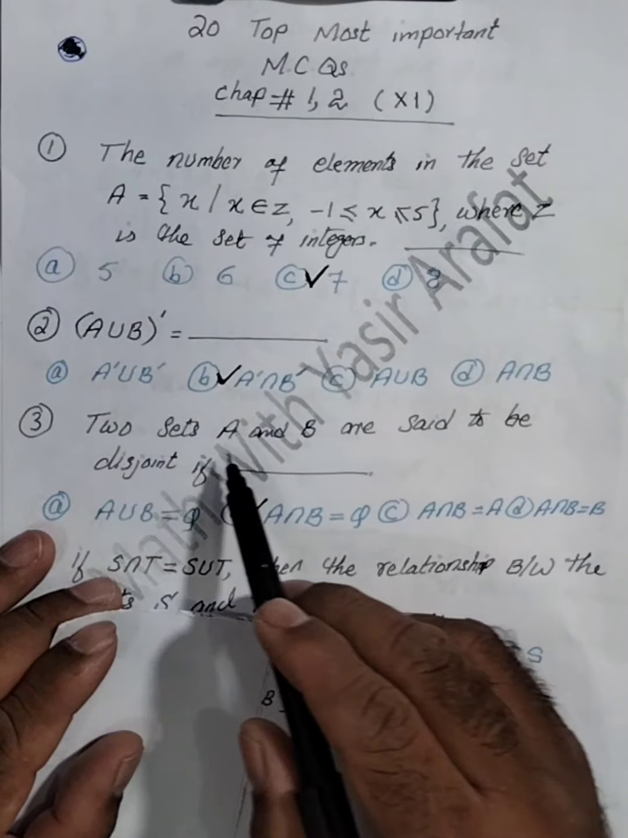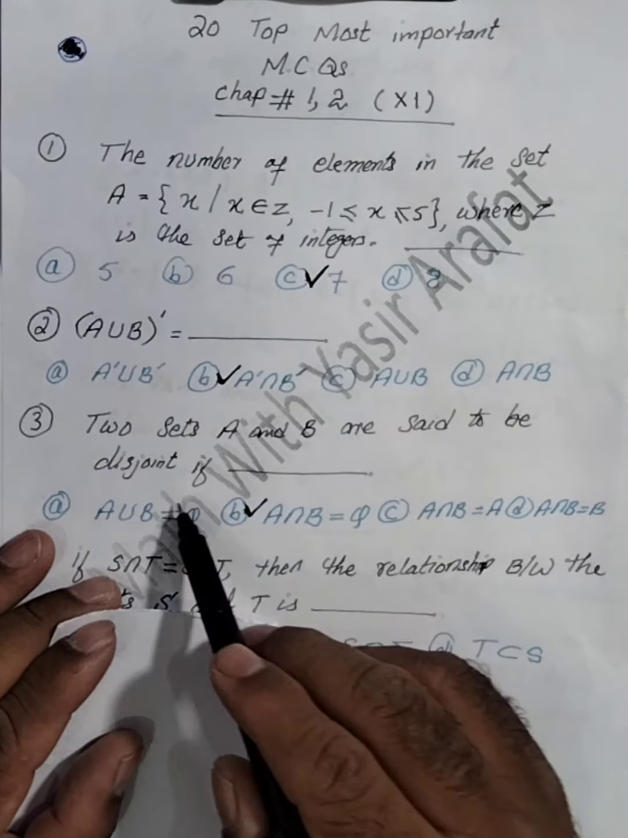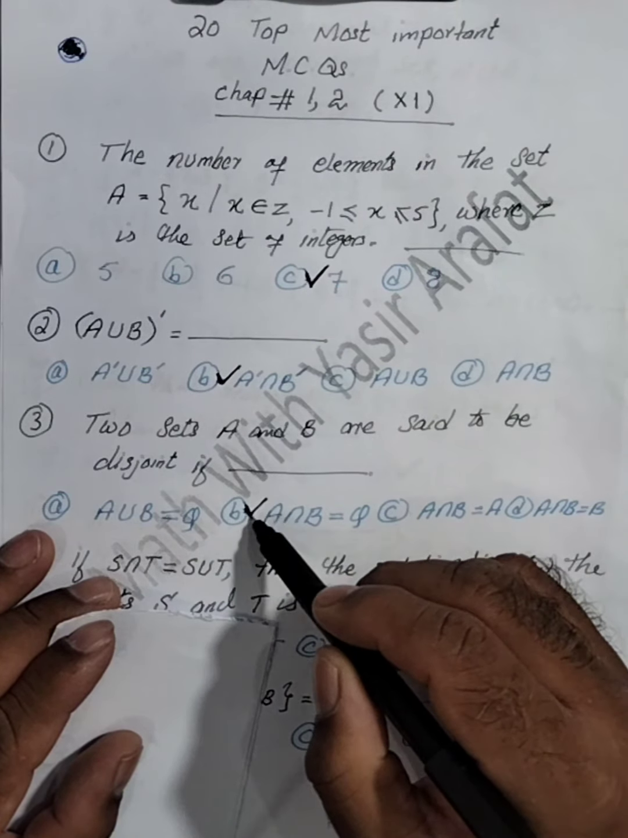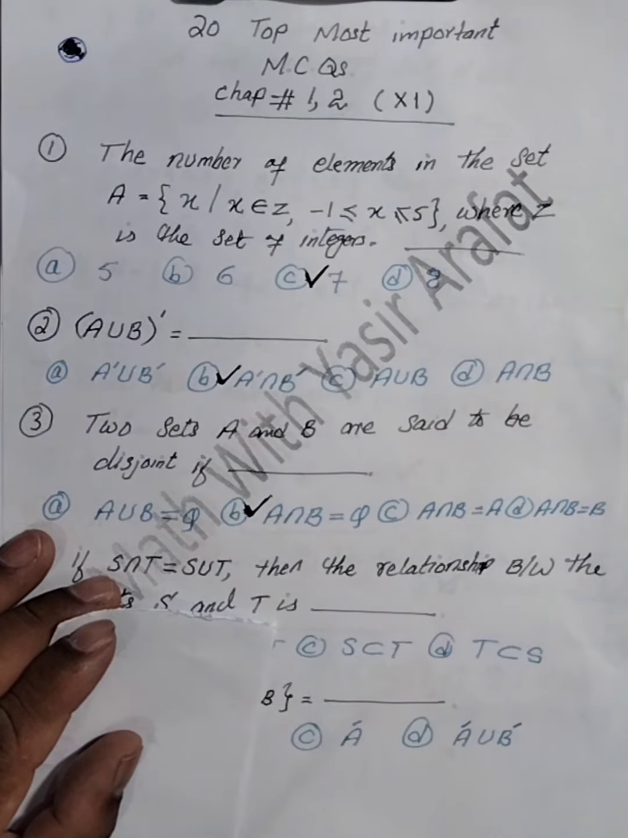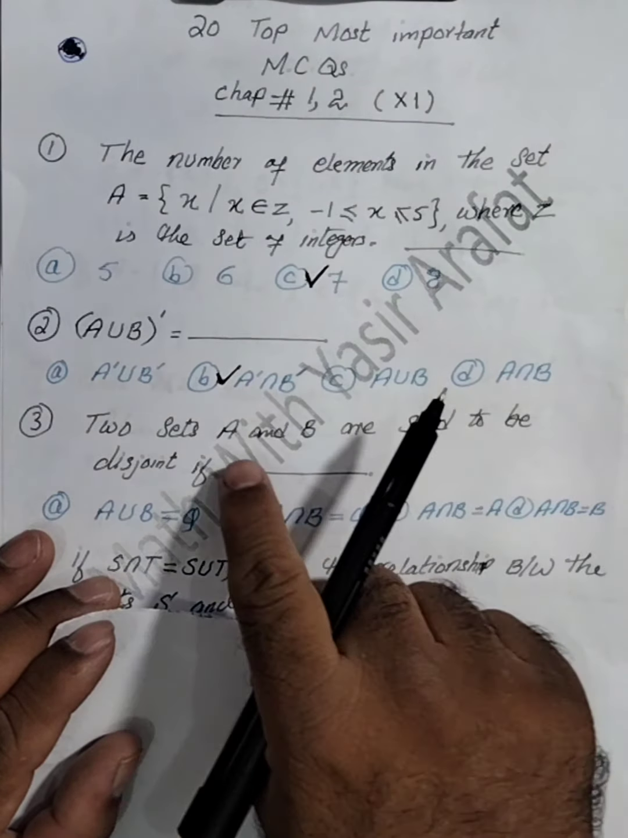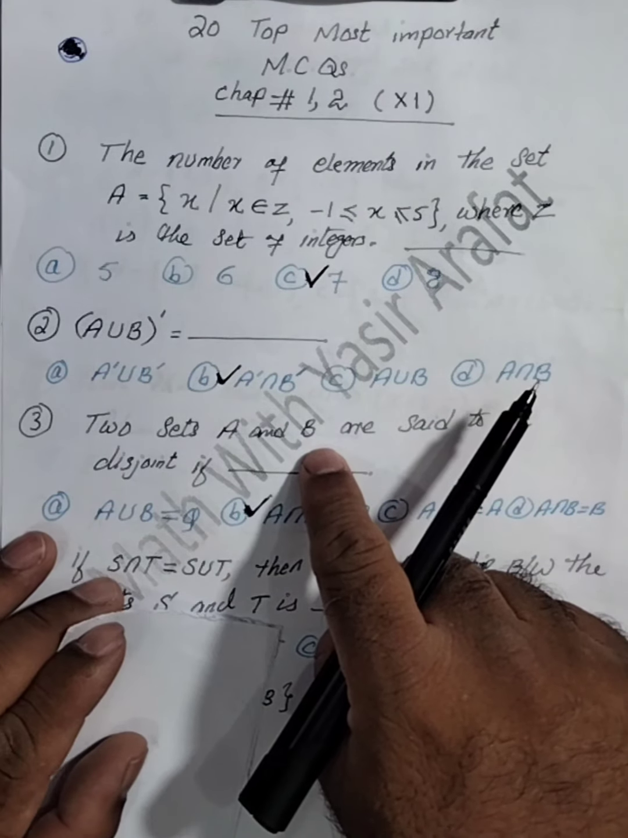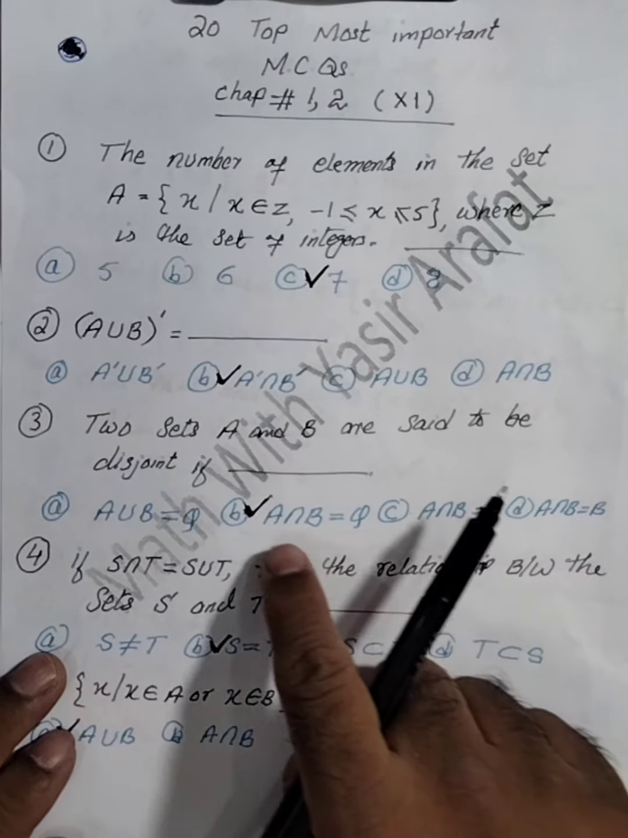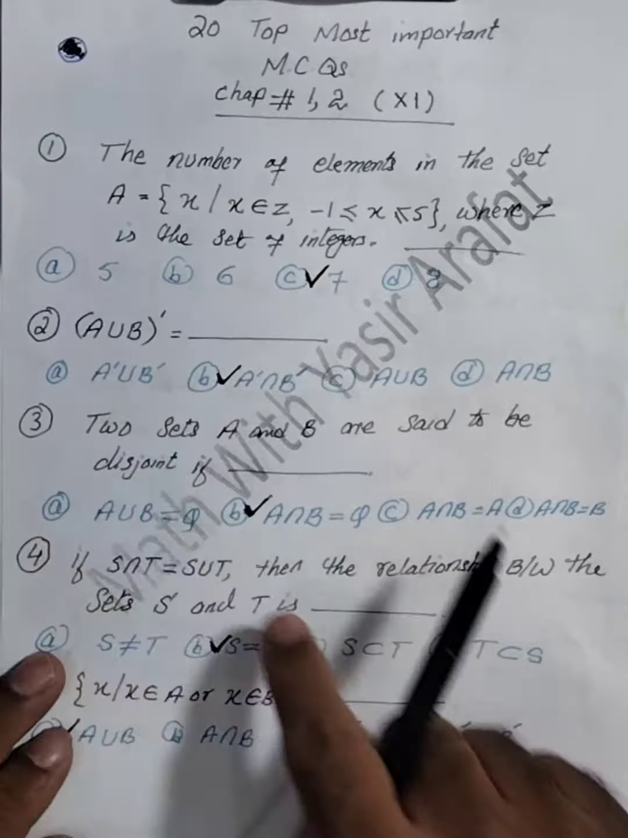Now two sets A and B are said to be disjoint sets if A intersection B is equal to the null set. Disjoint set means there is no common element between set A and set B. So the B option is correct for the third MCQ.